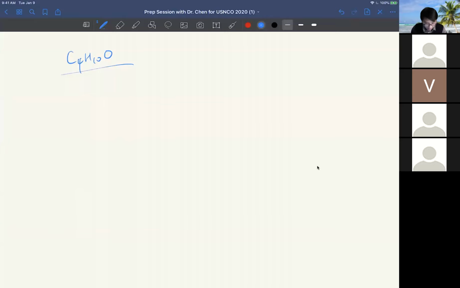I will give you, let's say, 1 minute. The goal of this practice is not for you to get the correct answer. It's more for you to practice my strategy, right? Think about DBE first, then think about the possible functional groups, then the skeleton isomers, the positions of the functional group, and then further think about whether there are any stereoisomers.